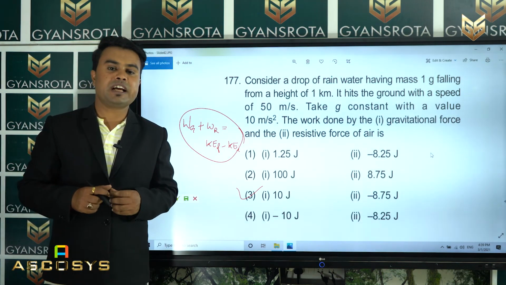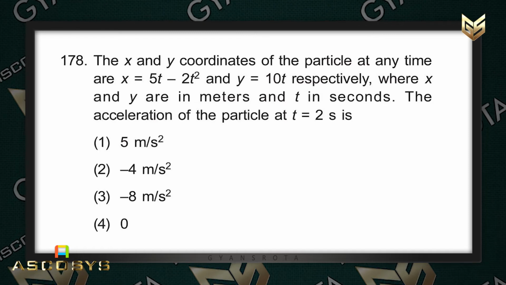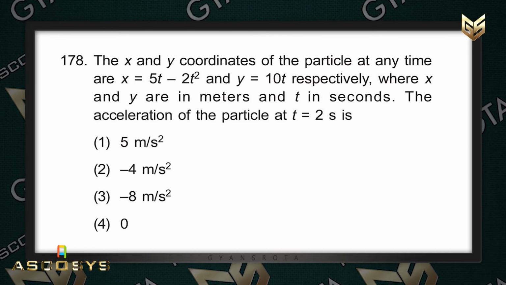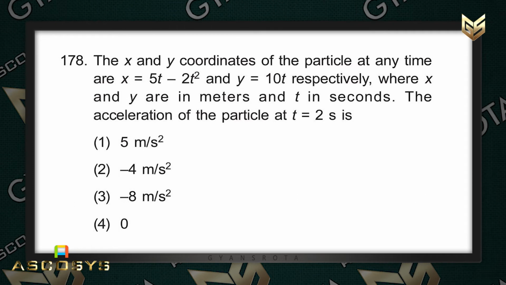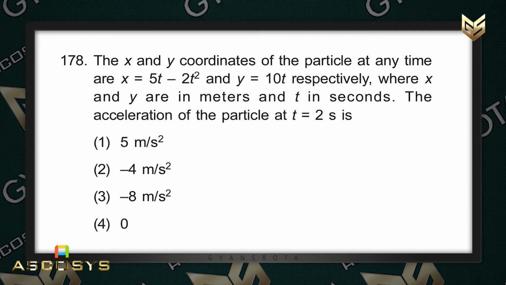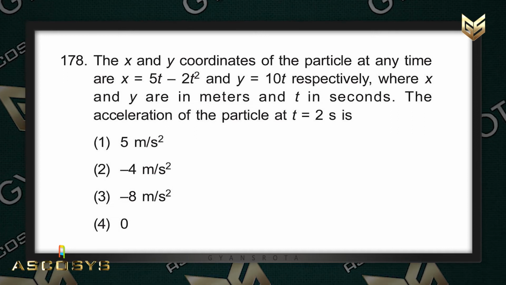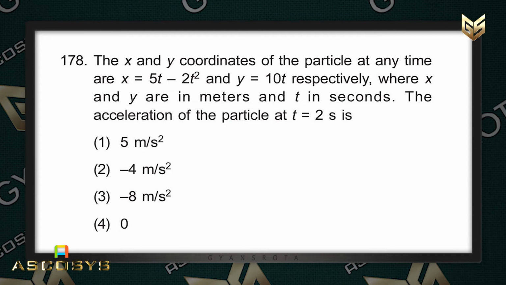Now, let us move to the next question, that is question number 170. The x and y coordinates of a particle at any time are x equals 5t minus 2t square and y equals 10t respectively, where x and y are in meters and t in seconds. The acceleration of the particle at t equals 2 seconds is.